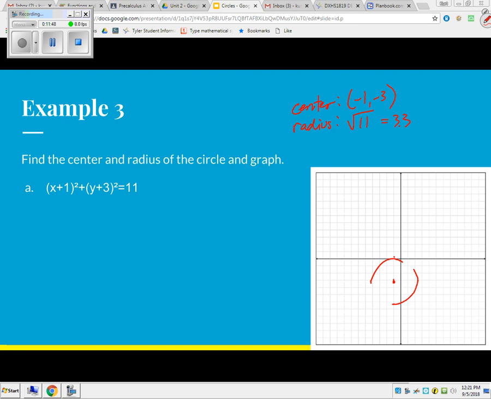I'm going to do my best not to draw a diamond. No promises here. Yeah, that's about the best I've done. Still kind of looks like a lemon. It'll be okay.